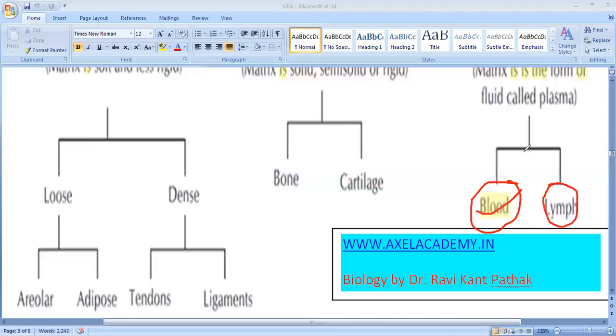Okay. And this blood we will also discuss in detail in the circulatory system chapter in human physiology, the NCERT human physiology unit. But you should know blood is a fluid connective tissue, and lymph also behaves as a fluid connective tissue.